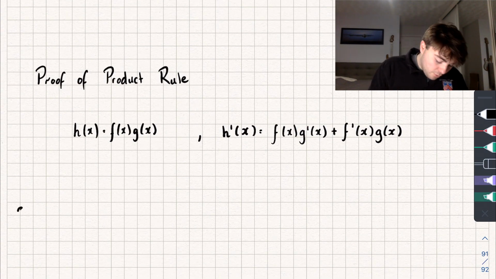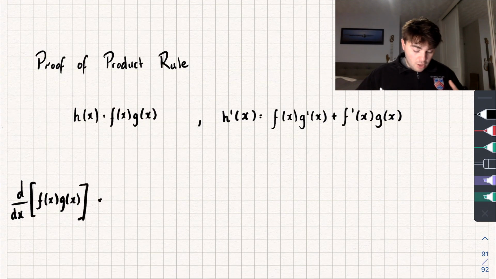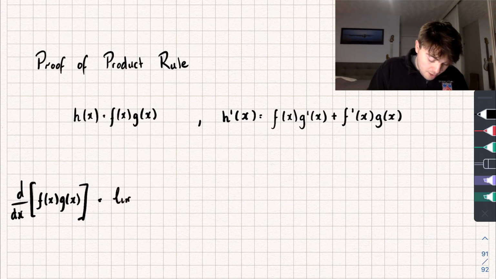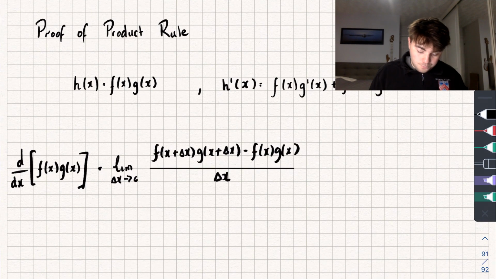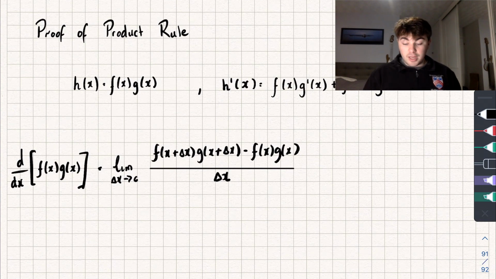To start off with, we want the derivative of h of x, which is just equal to f of x multiplied by another function, g of x. Okay, so nothing crazy so far. Using differentiation from first principles, this is equal to the limit, as delta x tends to 0, of f of x plus delta x multiplied by g of x plus delta x, subtract the function f of x multiplied by g of x, and that's all divided by delta x, like so.